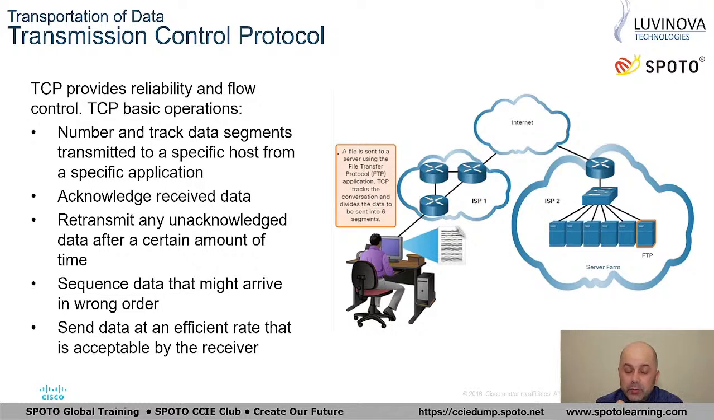These are the sequence numbers. Sequencing data that might arrive in the wrong order. That means whatever data has been sent through the media and goes across the globe in different ways will arrive in a different order at the destination point. But this doesn't mean it will not be reassembled. The TCP protocol will reassemble the data in the correct order in which it was sent. Also, send the data at an efficient rate that is acceptable to the receiver. We talked about full duplex and half duplex. That must be auto-negotiated in order to establish the communication channel.